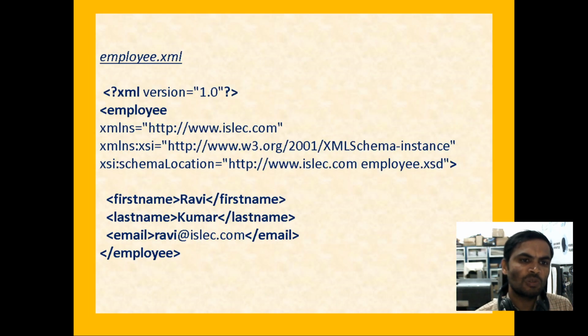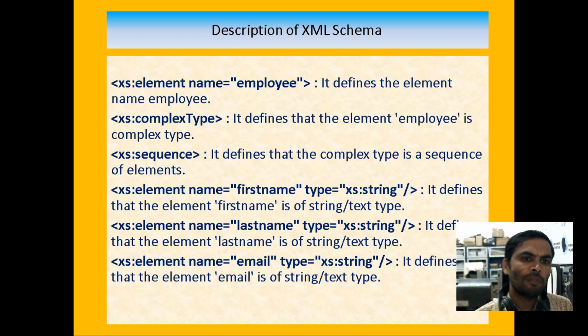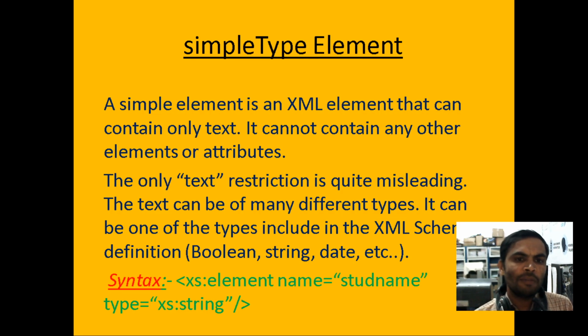Elements are categorized into two types: simple elements and complex elements. A simple element is an XML element that can contain only text. It cannot contain any other elements or attributes. It contains only text. The restriction of only text is quite misleading, because the text can be of many different types. It can be one of the types including the XML schema types: boolean, string, date, which come under the simple type.